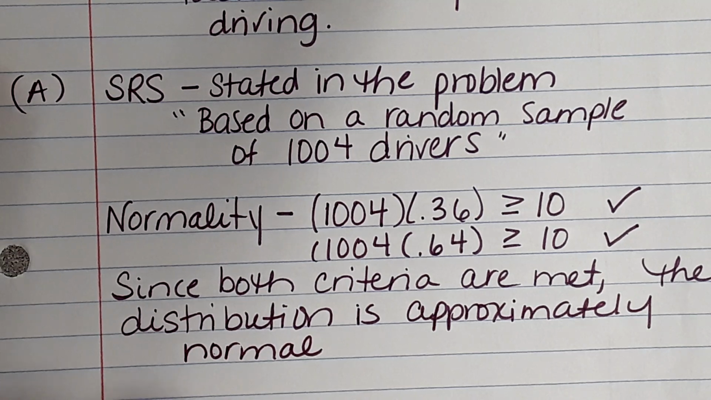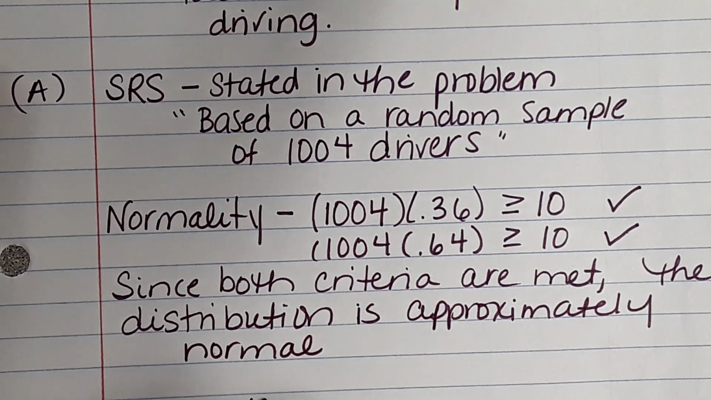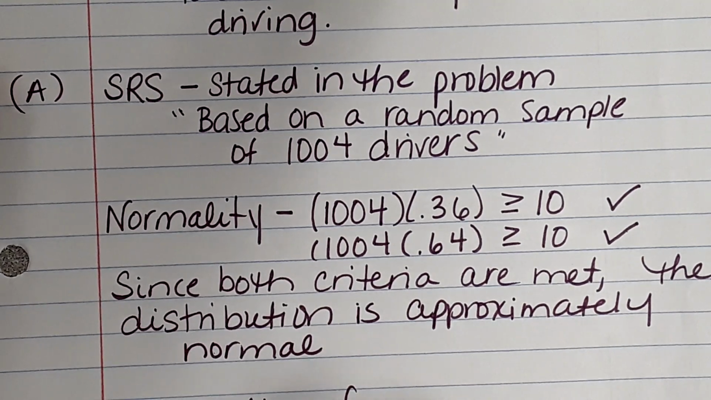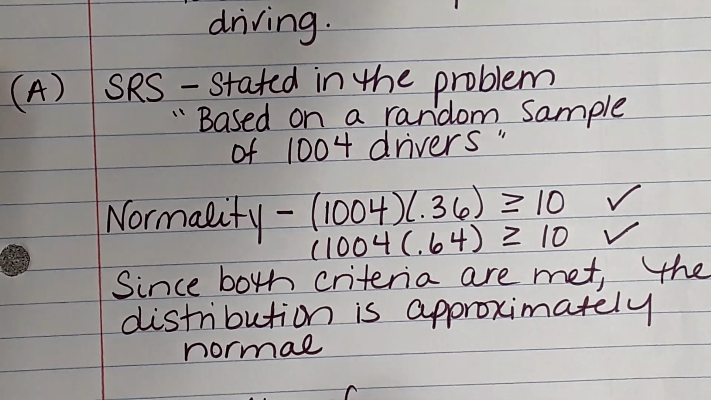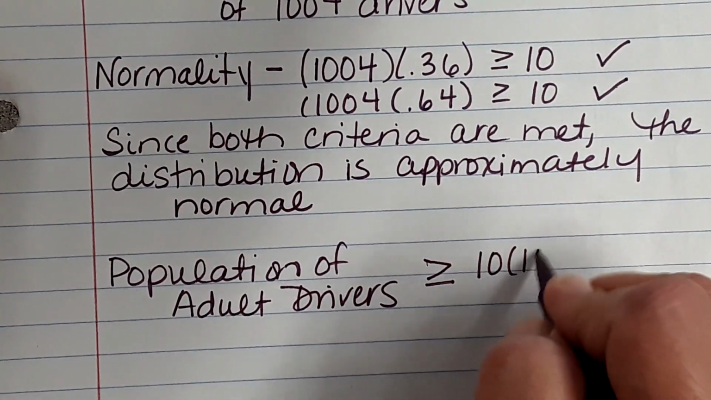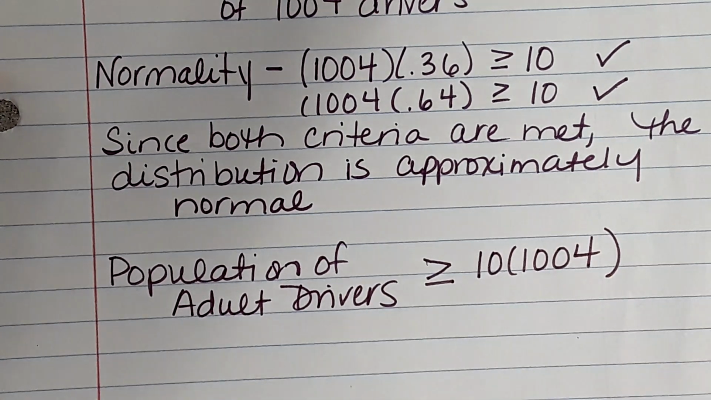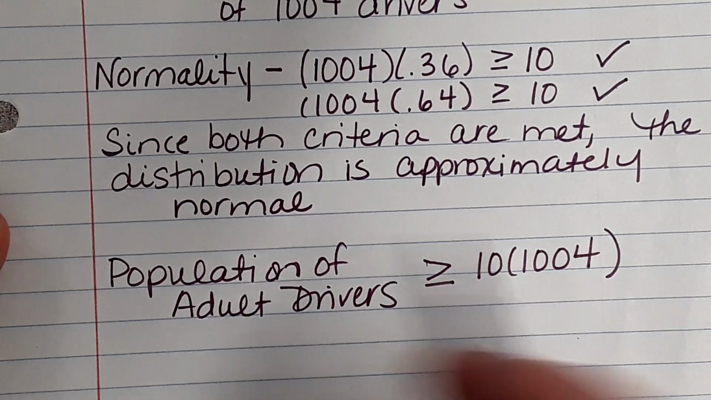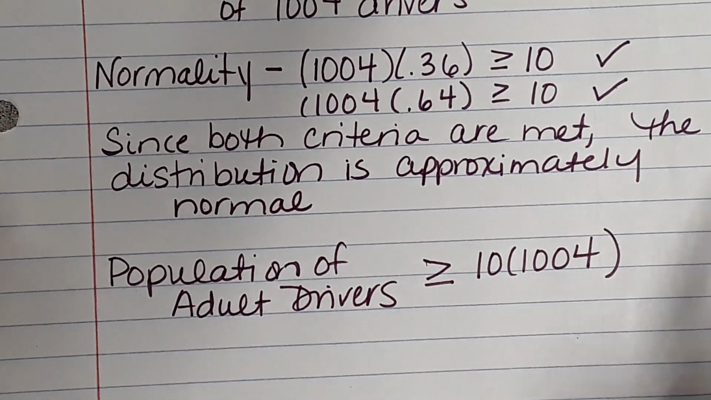Okay. And then it's the population of what? Because it says adult drivers, right? Are they very specific about that? It's just adult drivers. Okay. Greater than or equal to what? 10 times 1,004. So, is the population of adult drivers greater than or equal to 10,040? Yes, so this is true. The population of adult drivers is at least 10,040, so we're good.